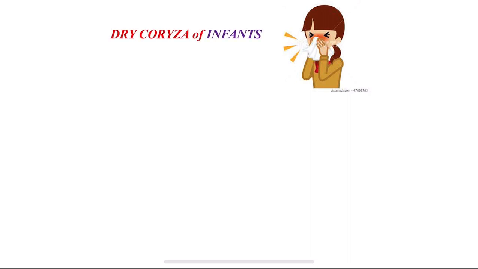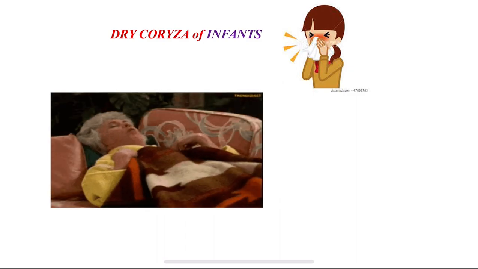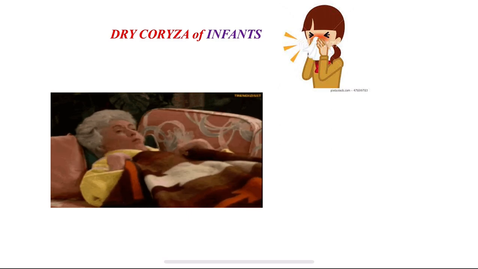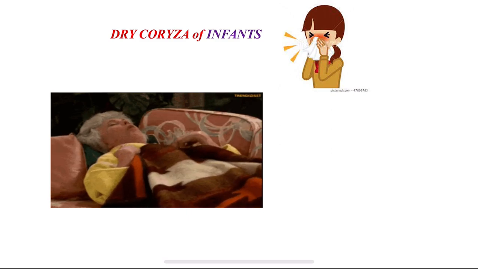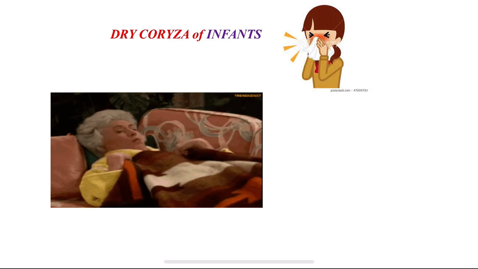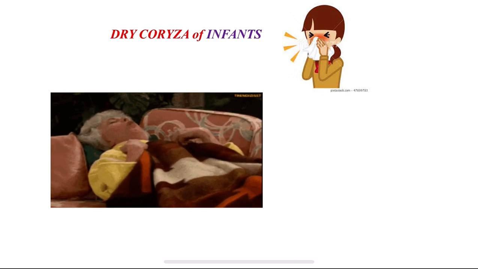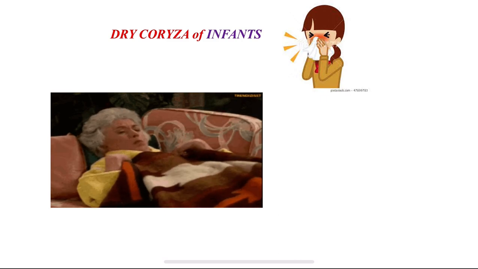Next, we see the dry coryza of infants. The nose is dry, completely stopped up. You can see the nose of the child is dry and completely stopped up, which is preventing the breathing when the patient is nursing. When nursing, it prevents the breathing.